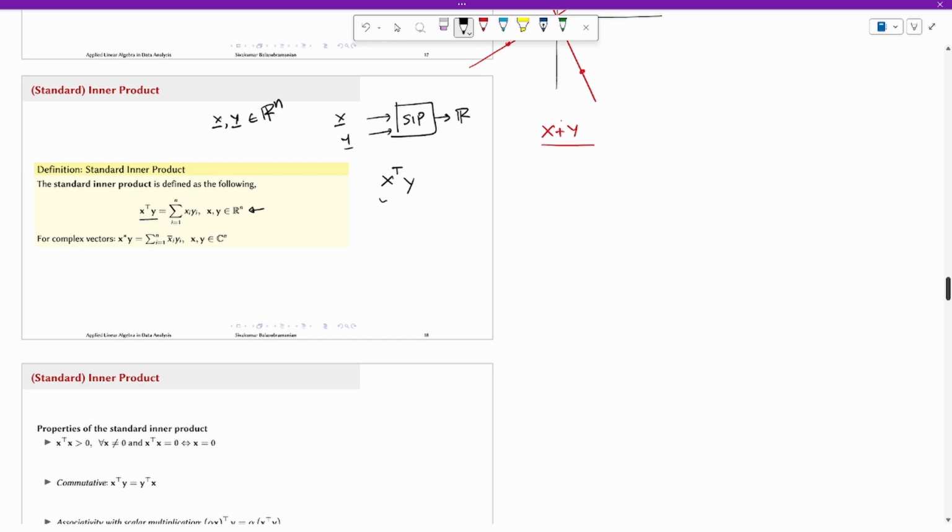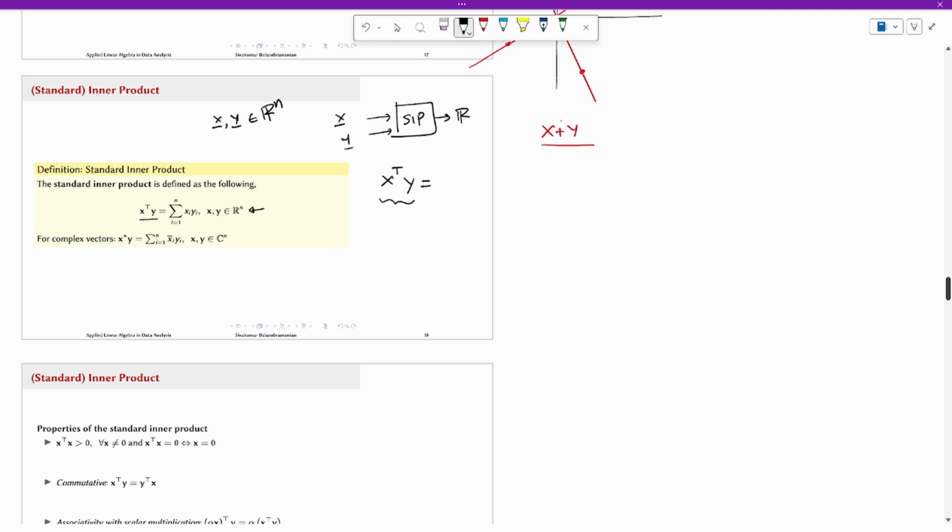For now, whenever you see a symbol like this, at least for this module, think of this as a standard inner product, and it's simply defined as the sum of the products of the individual components of your two vectors x and y. You multiply the components that have the same index. The first element of x is multiplied with the first element of y, second with second, and so forth, and then you add all those products, and that's the definition of your standard inner product.